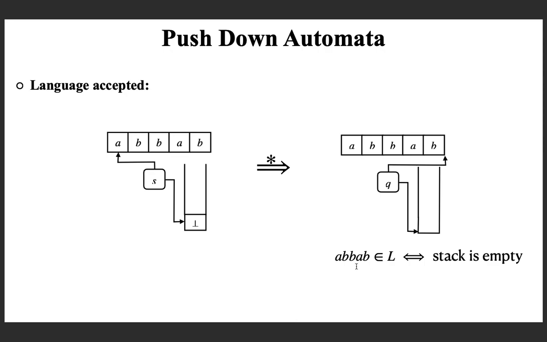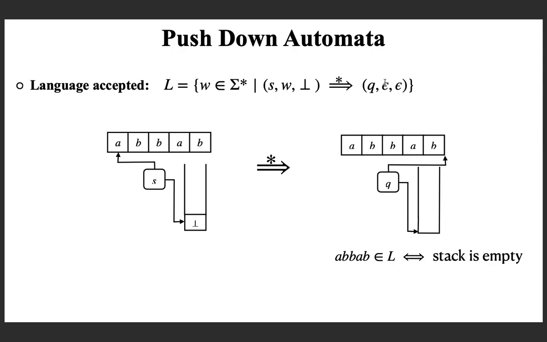Formally, we can say that an input string is in the language if and only if the stack is empty when you finish processing. This is how you formally define the language. It is the set of all input strings such that from the start state, if you process the input string W, when you only have the bottom symbol in the stack, this is the initial configuration for any W.